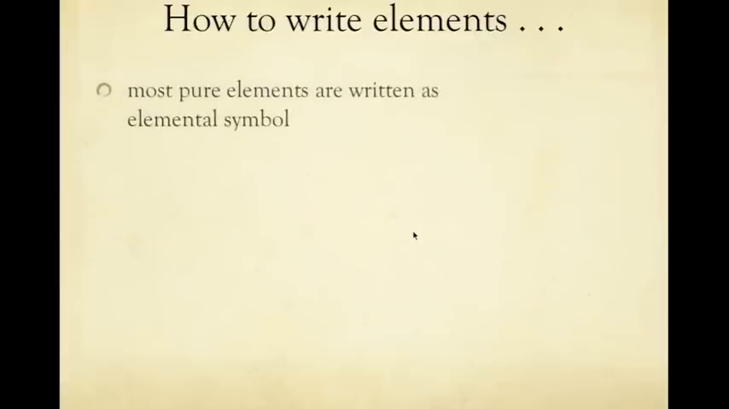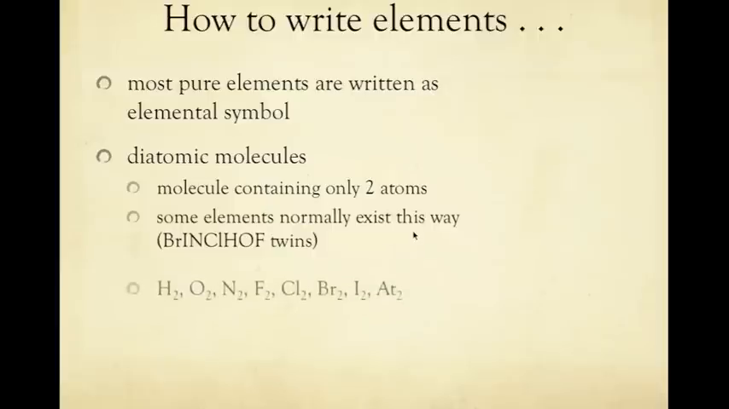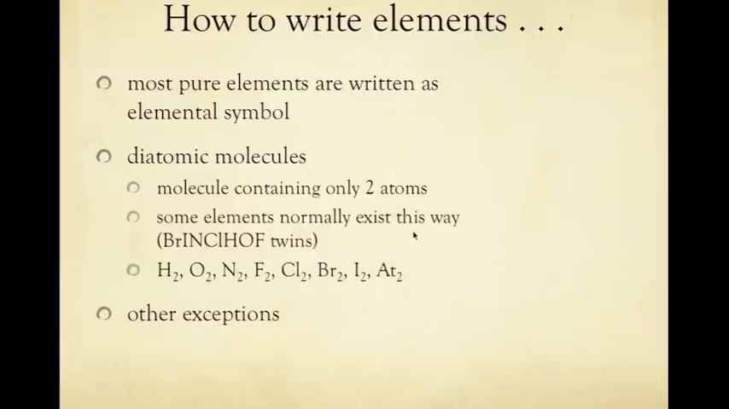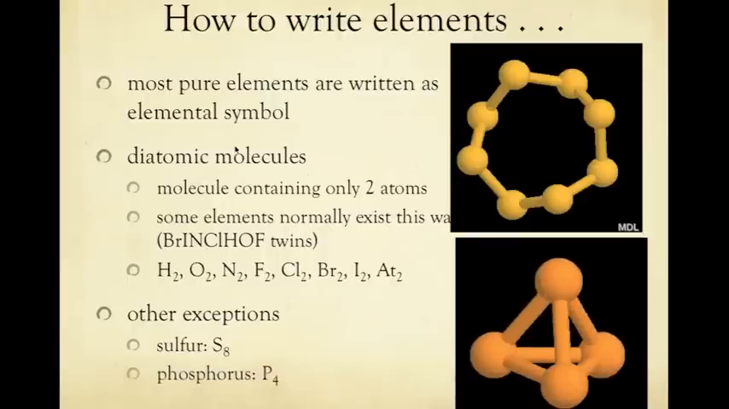Now, when we are writing elements, because in a chemical reaction we're going to have to write elements and we're going to have to write compounds. Most pure elements are written as just the element symbol, but we have diatomic molecules and we have some other exceptions. So let's start here first, meaning the pure elements. So just their symbols, an example of that would be, like from before, magnesium, or just writing calcium, or just writing phosphorus. Okay, it's just the element.